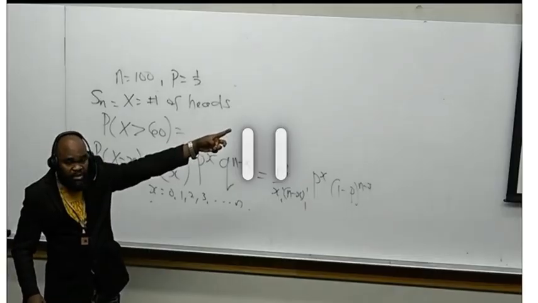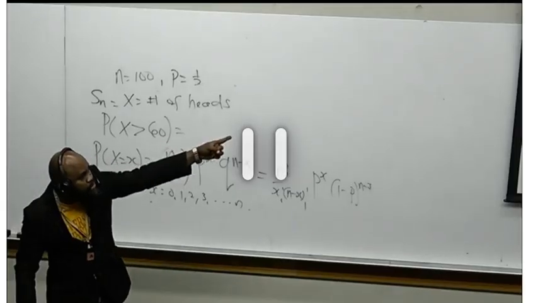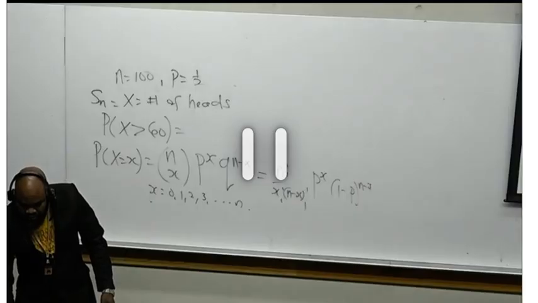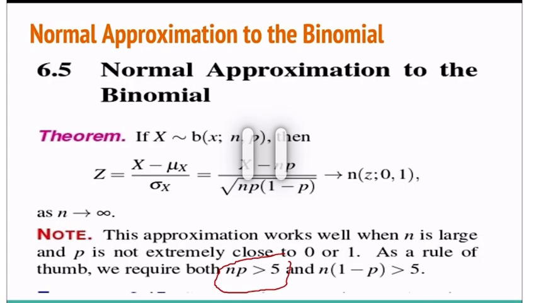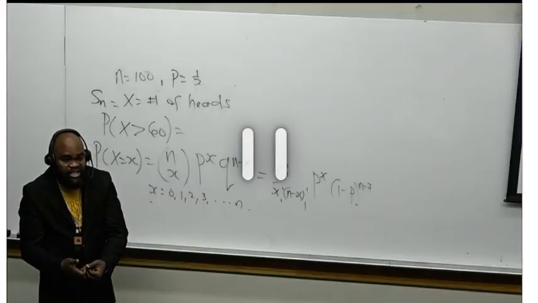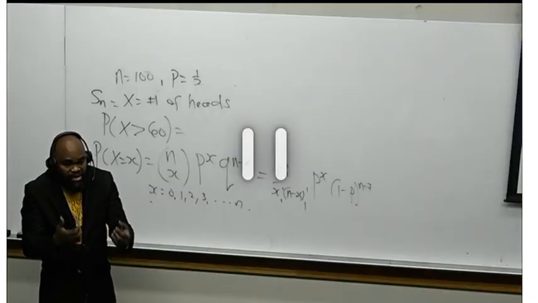Because I investigated and realized that np is 50, and the condition is that np has to be greater than 5. Do you see that? The condition is that np has to be greater than 5, and n times 1 minus p also has to be greater than 5. The moment that holds, I can use normal approximation. And if I can use normal approximation, then I can use standardization, because normality facilitates standardization. And when I say standardization, I can make use of the z-score.